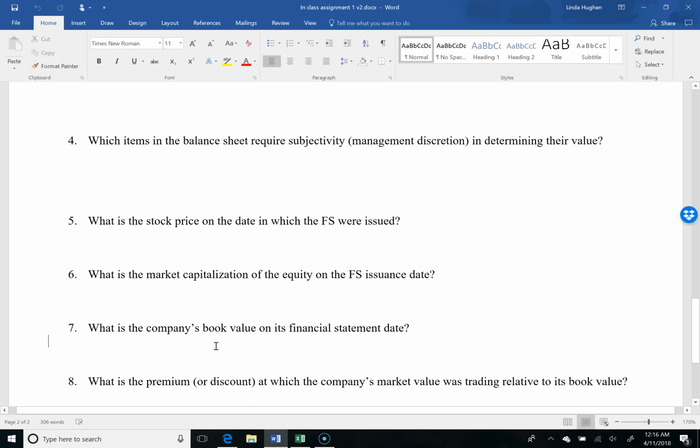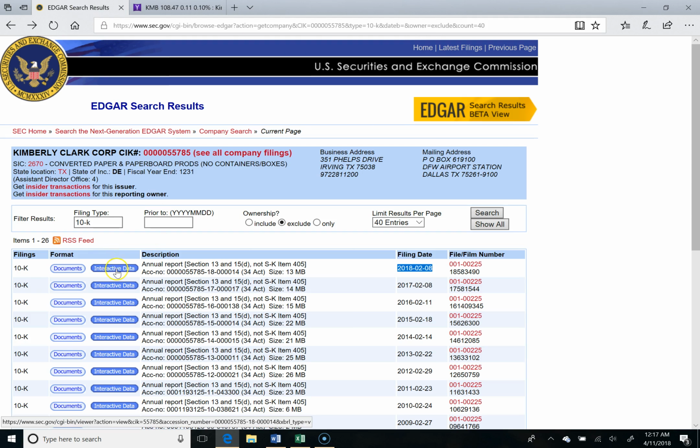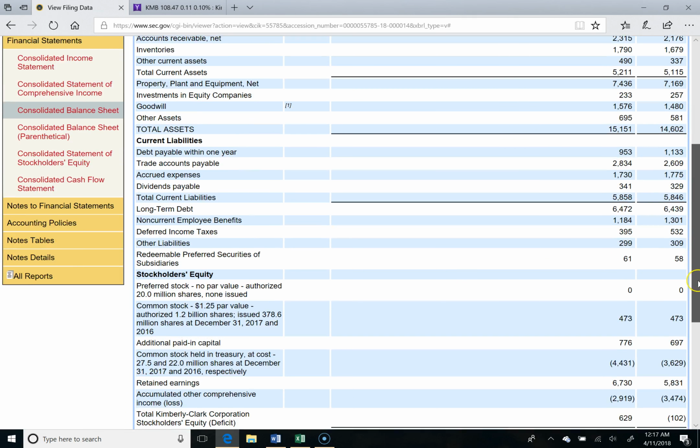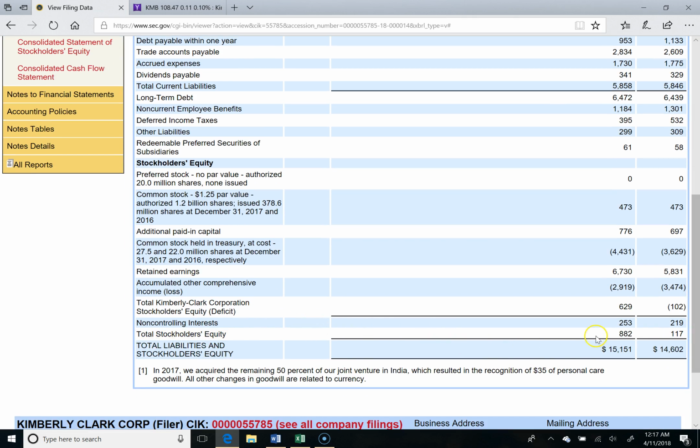What is the company's book value on its financial statement date? Book value is the same thing as stockholders' equity on the books or the balance sheet. Remember, stockholders' equity is nothing more than assets minus liabilities. Think about how those assets are measured. Some at fair value, some at historical cost. Some assets, such as human capital, are not recorded on the balance sheet at all. If we take those assets and subtract the company's liabilities, which are typically reported at fair value, we get total stockholders' equity. Stockholders' equity is sometimes called net assets, meaning assets net of the liabilities. Kimberly Clark's book value or total stockholders' equity, as we saw on the company's balance sheet, book value is this total stockholders' equity of $882 million.